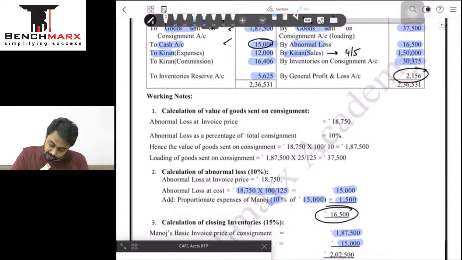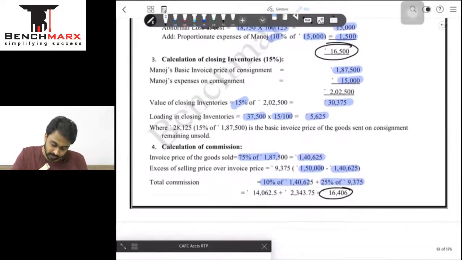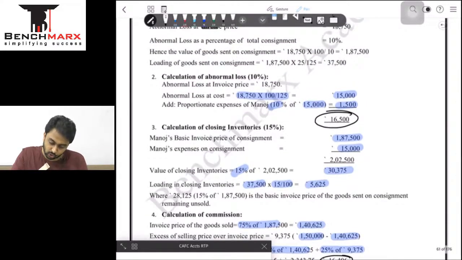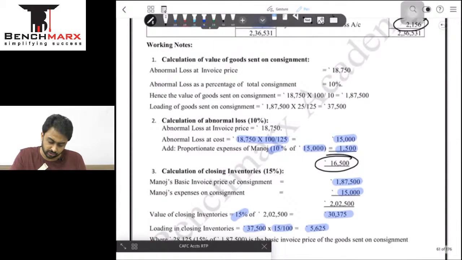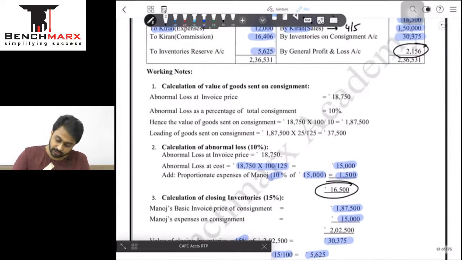Abnormal loss, अपना valuation रह गया मेरे ख्याल से. अपना कमीशन कंप्यूट करके हो गया, स्टॉक कंप्यूट करके हो गया, abnormal loss is also valued, बराबर अपना 10% अपने लॉस ले लिया था. ठीक है, so important question because of valuation of abnormal loss.